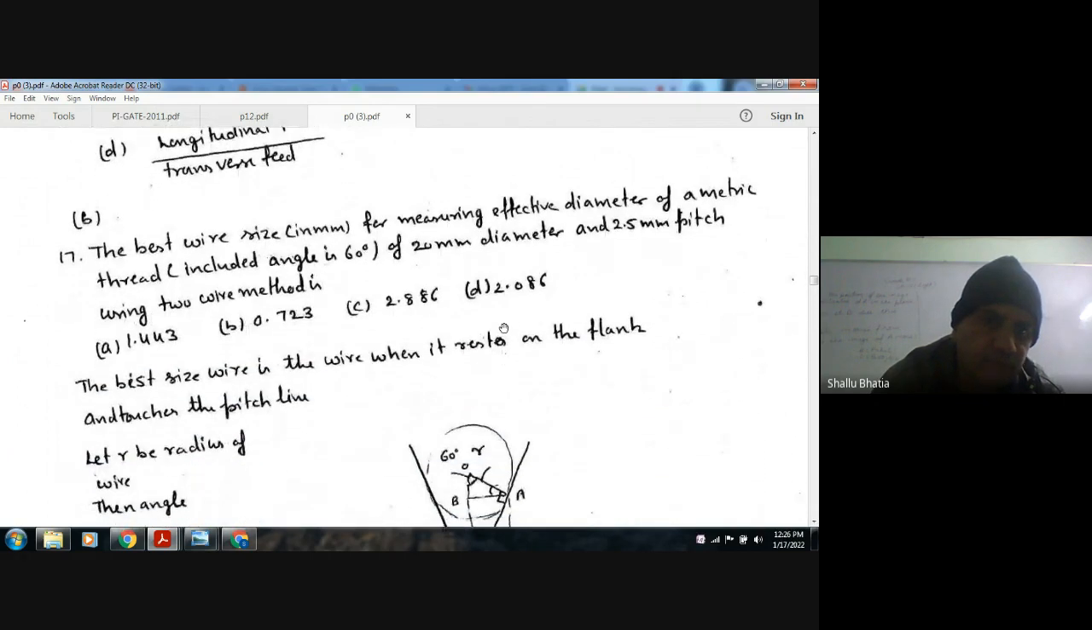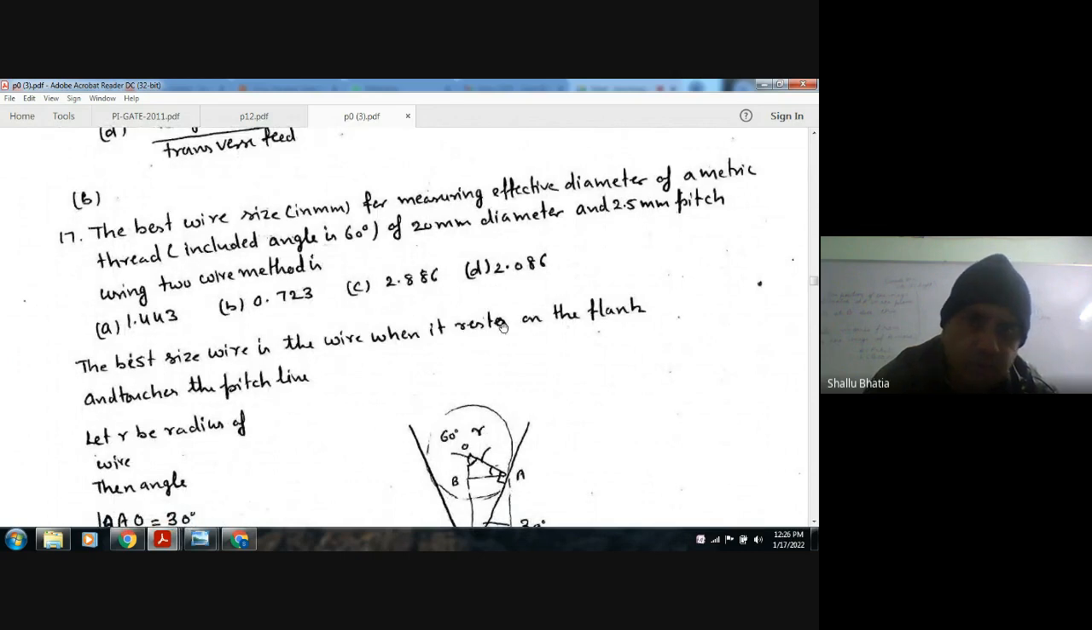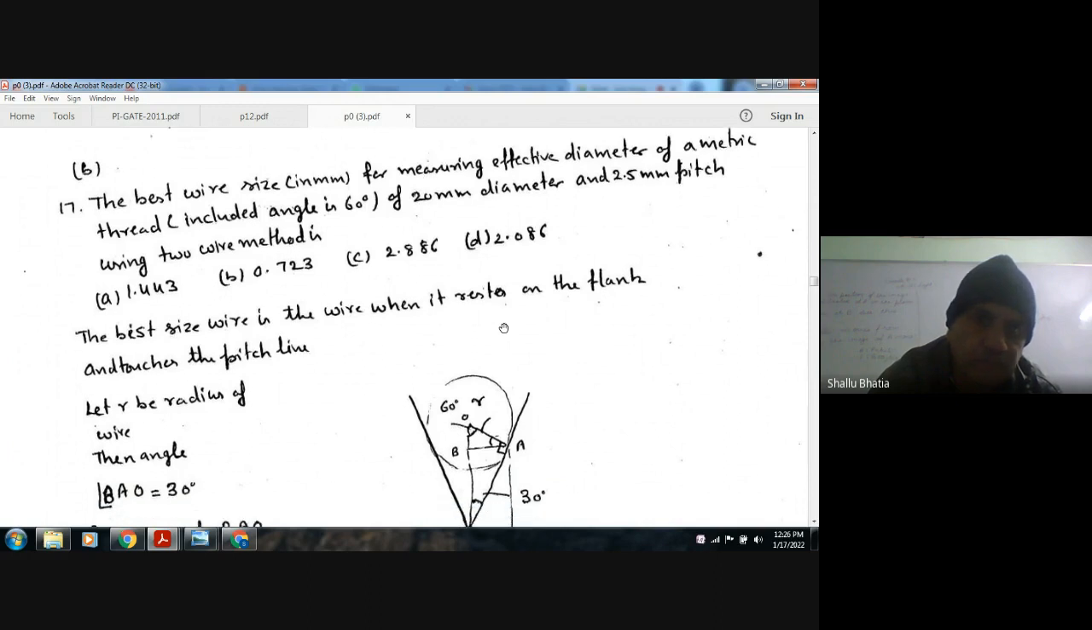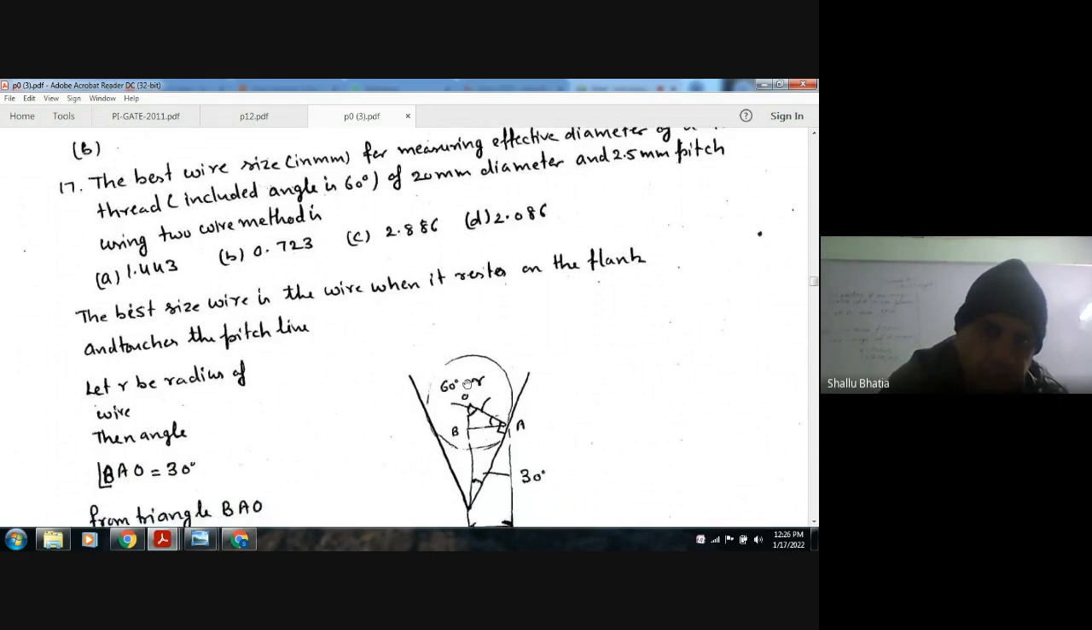Next, the best wire size for measuring the effective diameter of a metric thread, with included angle 60 degrees, 20 mm diameter and 2.5 mm pitch, using the two wire method. The best wire is one which touches the pitch line of the thread. We will see the options after finding out the best wire.